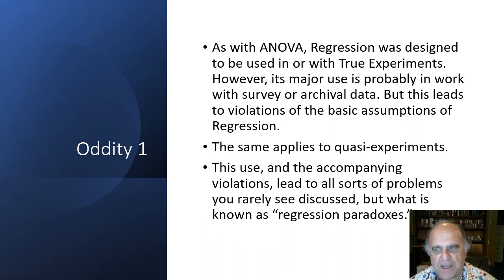So the same I would say applies to quasi-experiments. Quasi-experiments also cause some difficulties, but many times when we use regression, we don't even have a quasi-experiment. We are really using survey or archival data. So the use we usually make of regression leads to various violations of assumptions, which, although rarely discussed, I don't even know that Field really discusses it in his book, leads to a number of problems that are often labeled regression paradoxes. In particular, as we'll see, scores always regress to the mean, and that actually creates some issues from a psychological point of view.